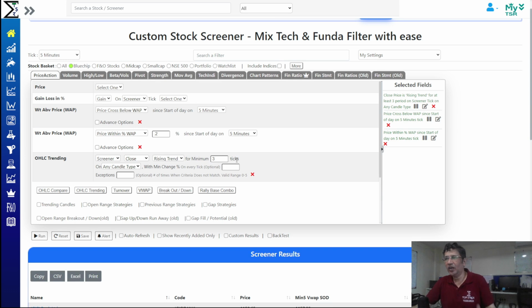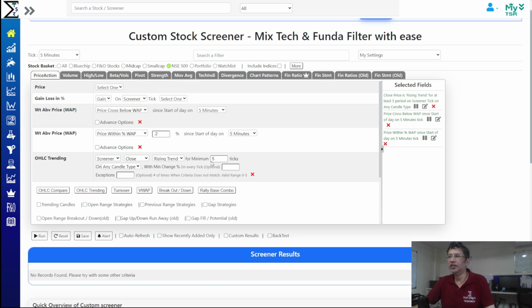wherein you can say that the close price is rising for at least 3 to 5 ticks. Let's try 5. If we are lucky, we'll be able to find a few stocks. Okay, no stocks with 5. Let's go with 3 ticks. What was our default one? Okay, no stocks, not too lucky. Let's make it 1. Maybe with that we'll be able to get some more things. Okay, unfortunately no stocks are coming with this condition.